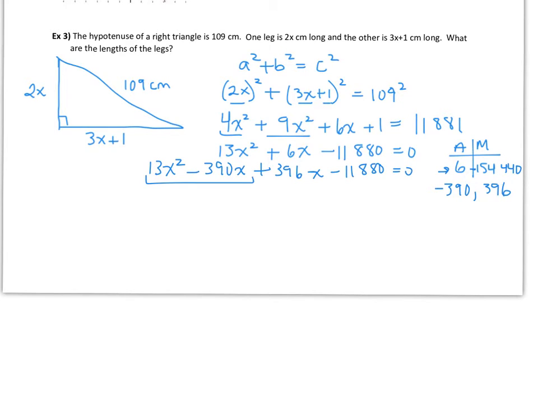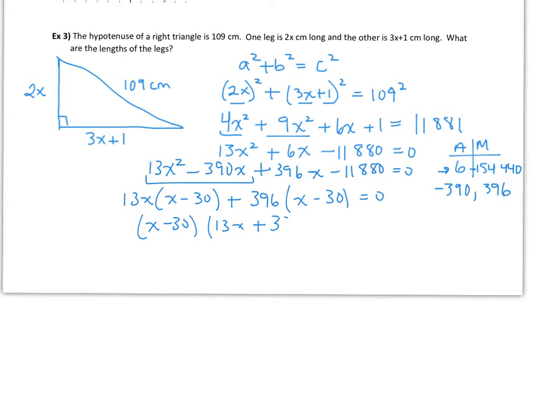Pair the first pair up. 13x is common, leaves you with an x minus 30. Plus, I'm going to guess 396 will divide 11,880. Yep, good. And that goes in 30 times. And that's equal to 0. So now x minus 30 is common, and it leaves us with 13x plus 396 equaling 0. Set our little factors equal to 0 and solve for x.